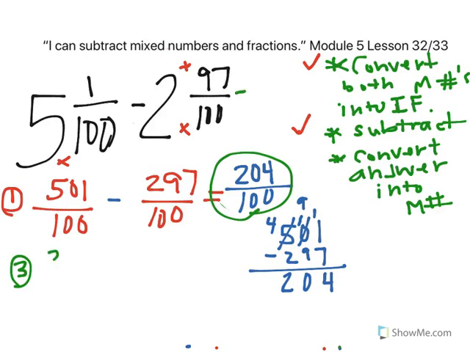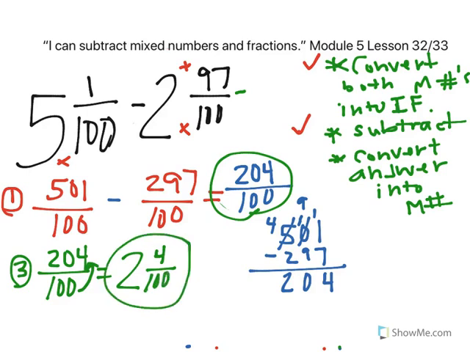Okay, so 204 over 100, converting that to a mixed number. 100 can go into 200 evenly 2 times. There's 4 left over 100. So the final answer is 2 and 4/100ths.